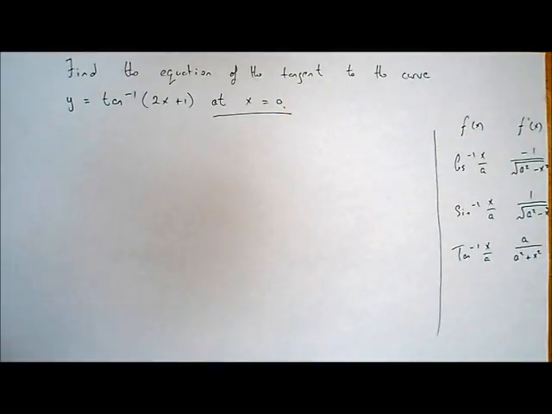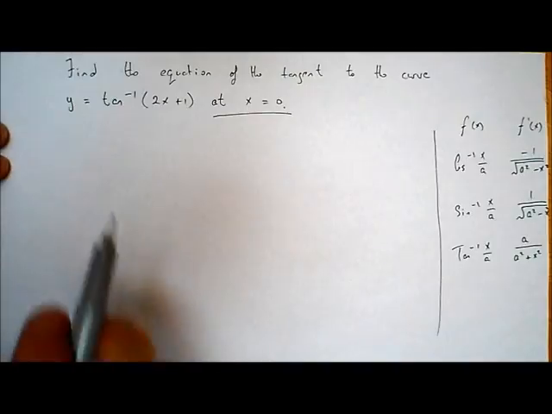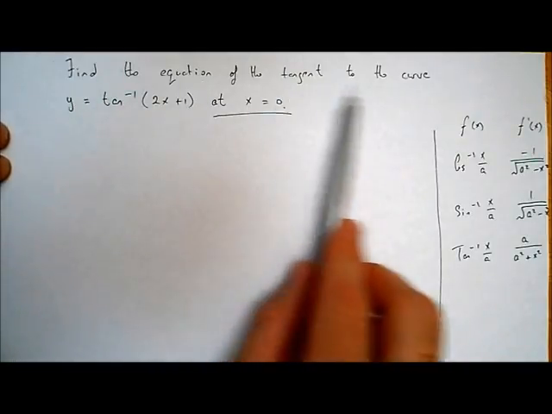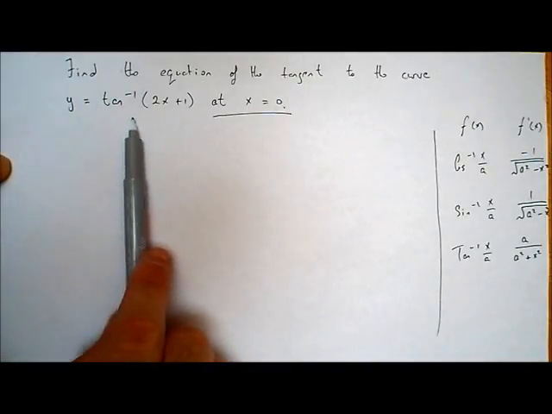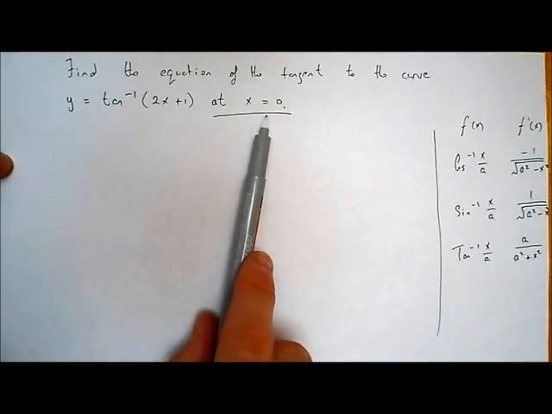Okay, let's have a look at this question. It's a tricky enough question, so if you try and do it yourself and then have a look at the video and see how I do it. So we've got to find the equation of the tangent to the curve y is equal to tan inverse (2x plus 1) at x equals 0.